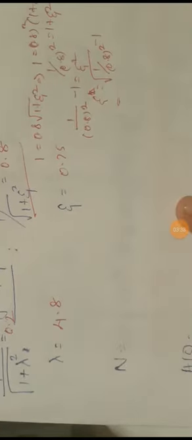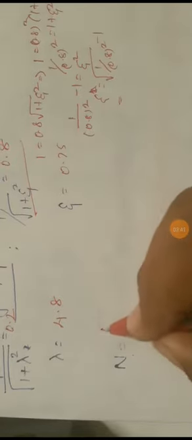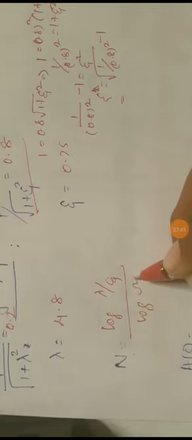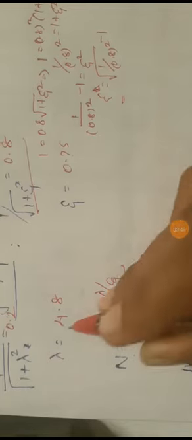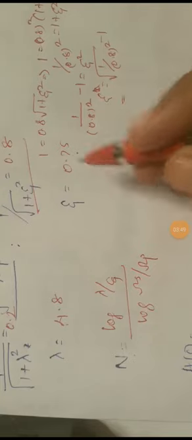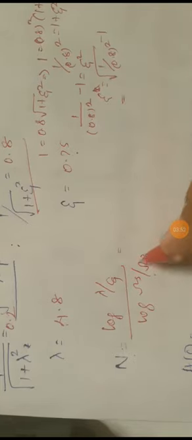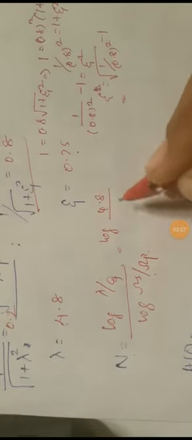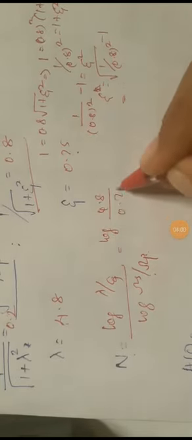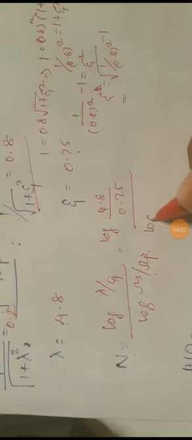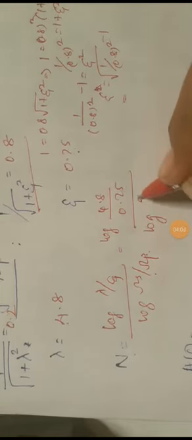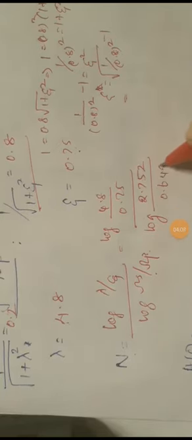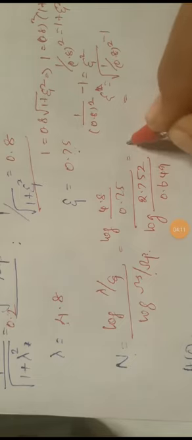After finding those values, substitute the values to find the order n. It is log of lambda by epsilon divided by log of omega s divided by omega p. Lambda value 4.8, epsilon value 0.75, omega s and omega p we have found. So substituting all those values, log of 4.8 divided by 0.75, divided by log of 2.752 divided by 0.649. It gives the answer of 1.3.